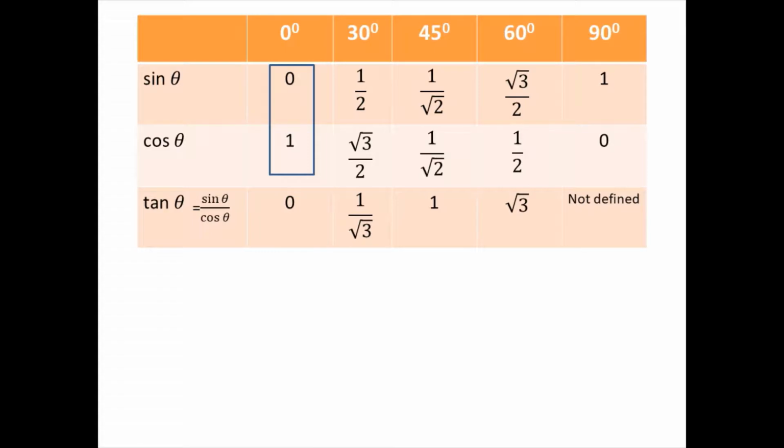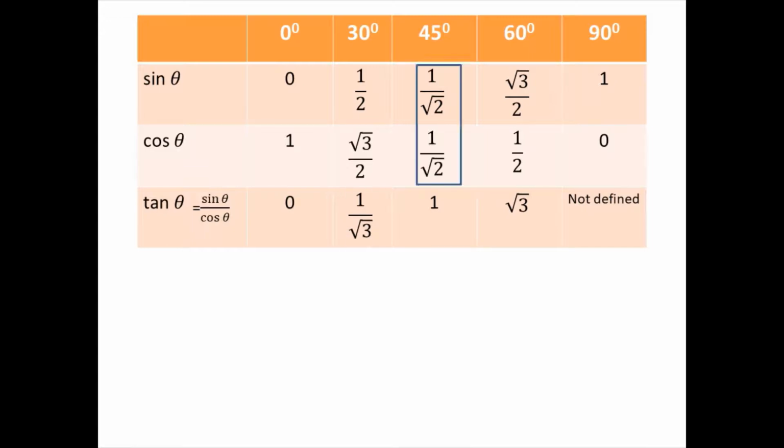Okay. Next, similarly, the tan 30-degree value: sine is 1 by 2 and cos is root 3 by 2. When we divide sine by cos, the two denominators get cancelled. The remaining is 1 by root 3. So when we remember the sine theta and cos theta values, we can easily write the tan theta value.